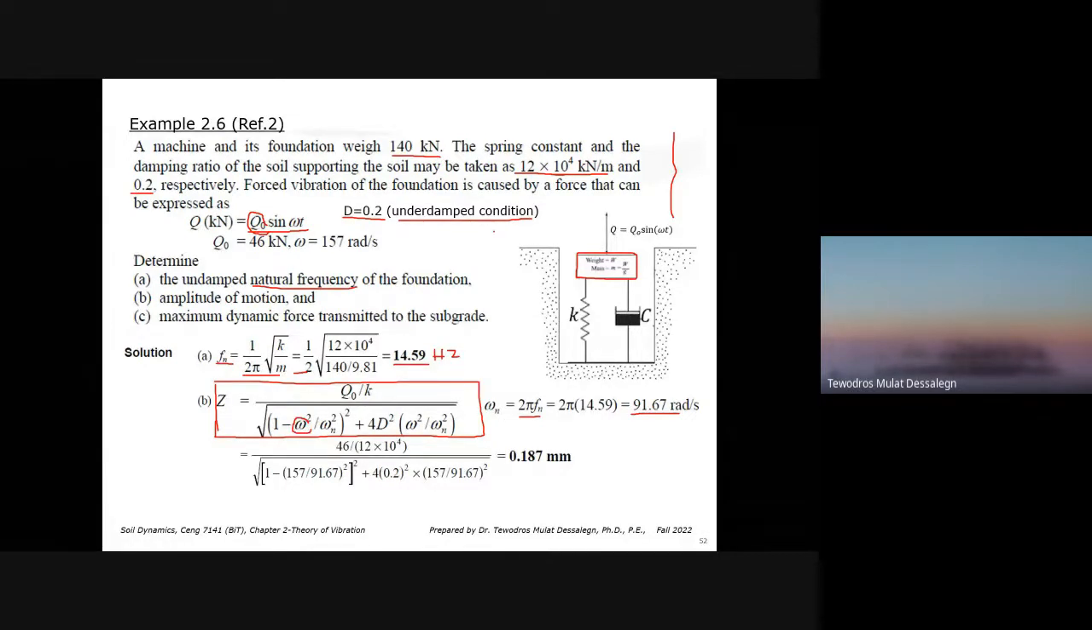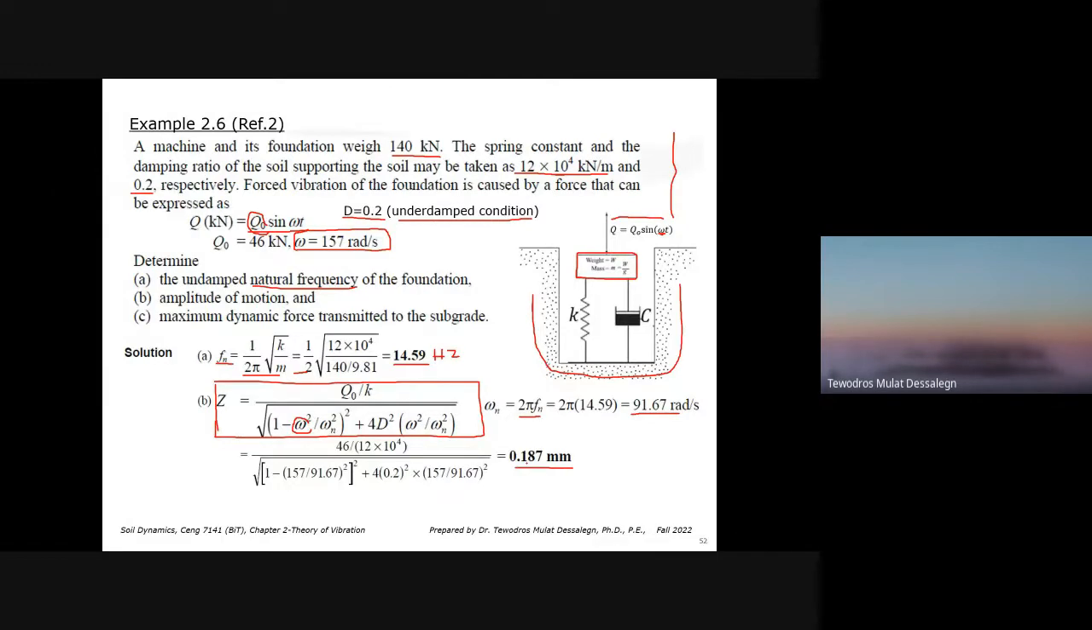And the forcing frequency is already given. Where did I see it? 157. Here it is. This is the forcing frequency. The forcing frequency is from the machine, which is W right here. Wn is the system frequency, the soil. So if you put everything together, the amplitude of motion for this case is 0.187 millimeter.